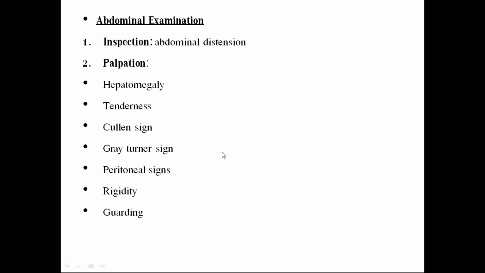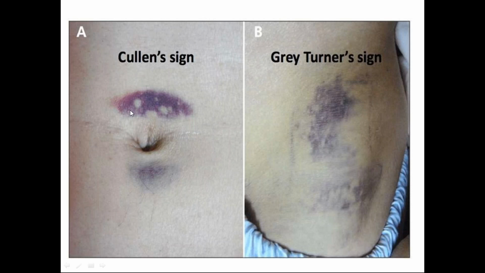Cullen and Grey Turner signs: periumbilical ecchymosis and flank ecchymosis. There is also Bryant's sign, which is ecchymosis of the upper thigh, and Fox sign. Cullen, Grey Turner, Bryant, and Fox signs are the various ecchymotic signs in pancreatitis. Other signs depending upon severity are rigidity and guarding. Periumbilical ecchymosis is Cullen sign. Flank ecchymosis is known as Grey Turner sign.